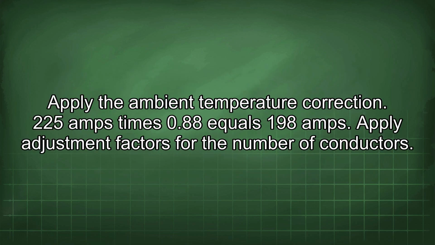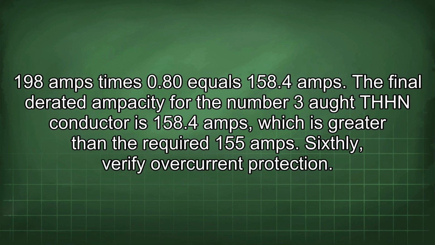Apply the ambient temperature correction. 225 amps times 0.88 equals 198 amps. Apply adjustment factors for the number of conductors. 198 amps times 0.80 equals 158.4 amps. The final derated ampacity for the number 3 THHN conductor is 158.4 amps, which is greater than the required 155 amps. Sixthly, verify overcurrent protection.